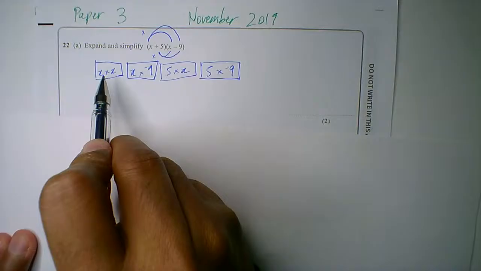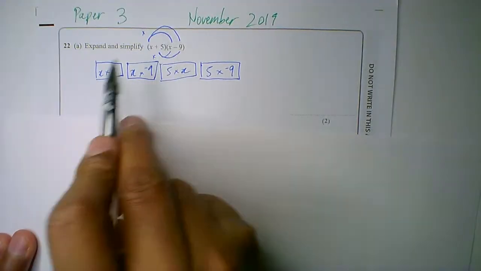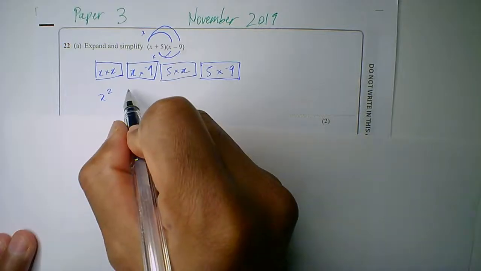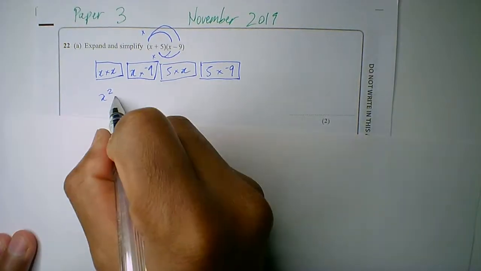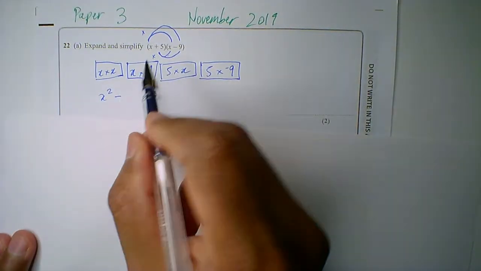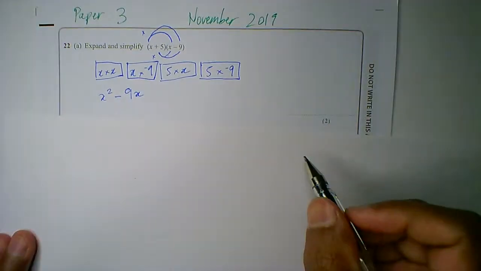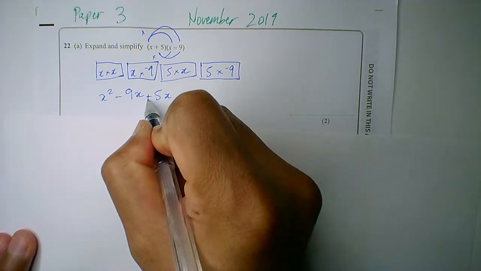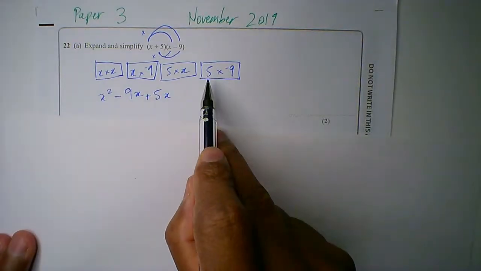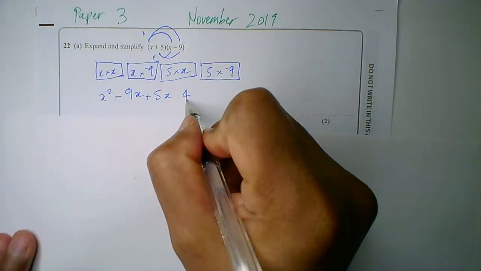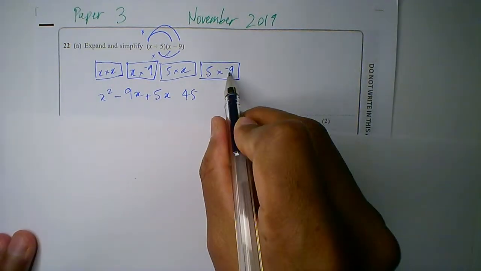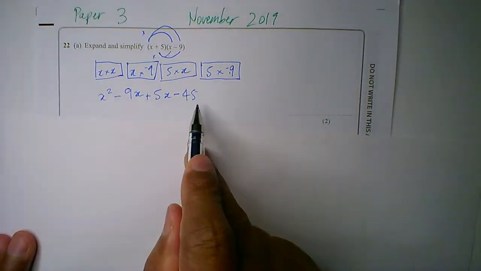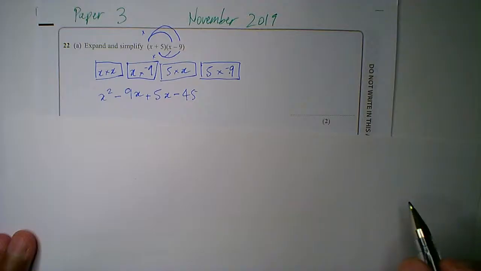So now let's do this. So x times x is x squared. X times minus 9. So positive and a negative is a negative. X times 9 is 9x. 5 times x is just 5x, and they're both positive. And this is 5 times 9 is 45, and you've got a positive and a negative, that gives me a negative. Okay, so those 4 terms gives you a method mark. All right.